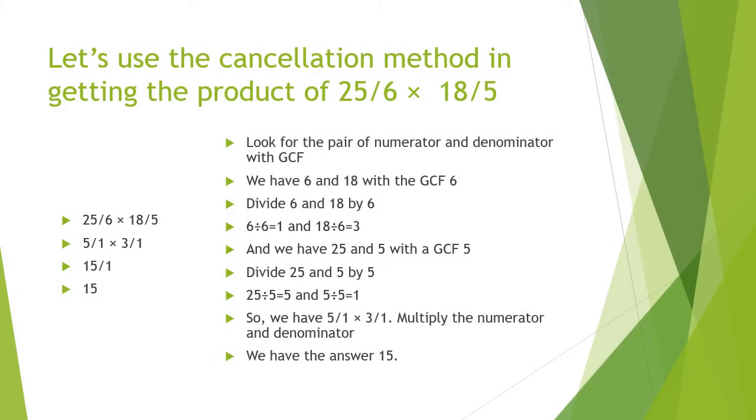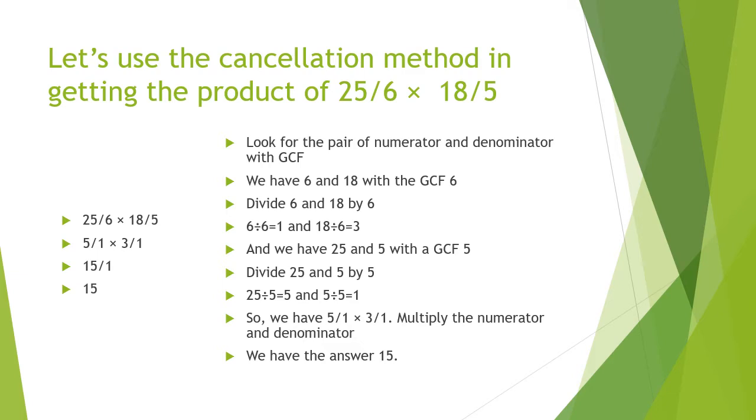We have 25 over 6 times 18 over 5. Let's use the cancellation method in getting the product of 25 over 6 times 18 over 5. Look for the pair of numerator and denominator with greatest common factor or GCF. We have 6 and 18 with the greatest common factor of 6, and 25 and 5 with the greatest common factor of 5. Divide 6 and 18 by 6 and divide 25 and 5 by 5.